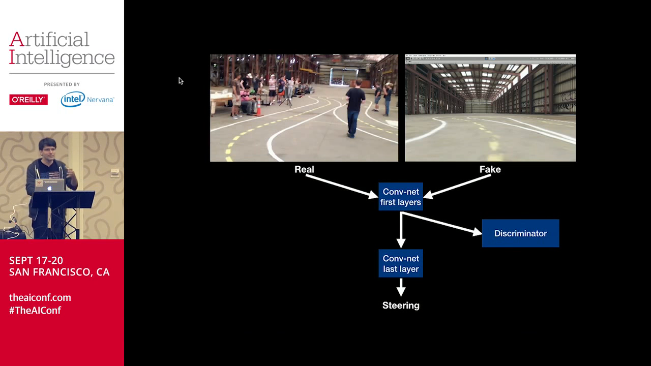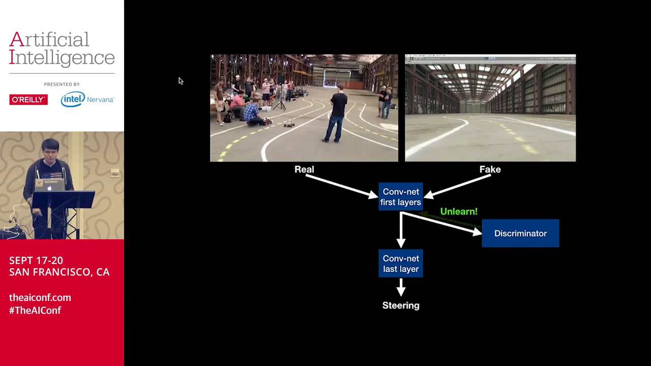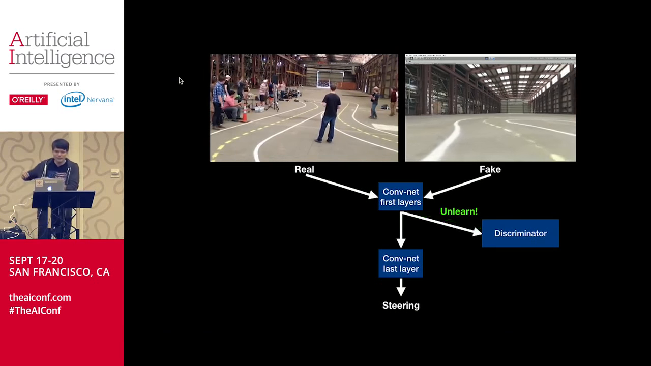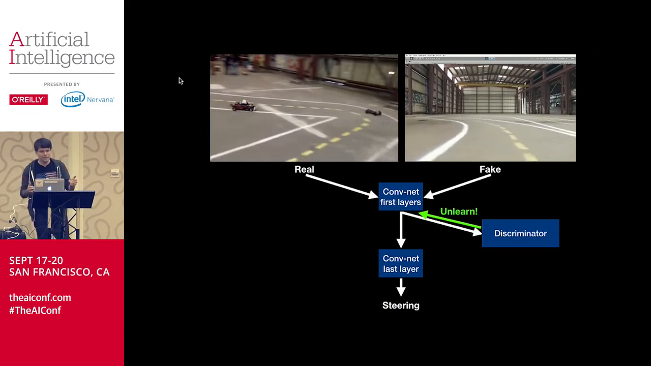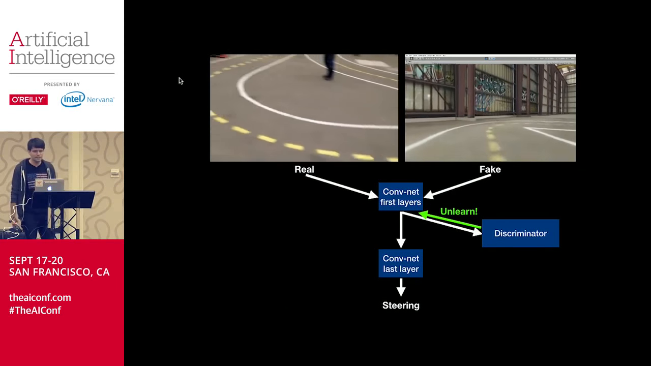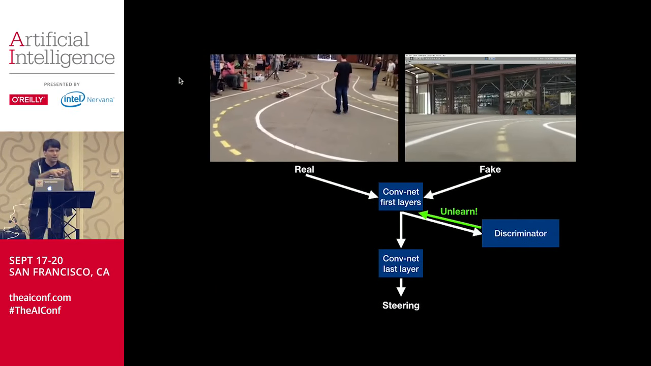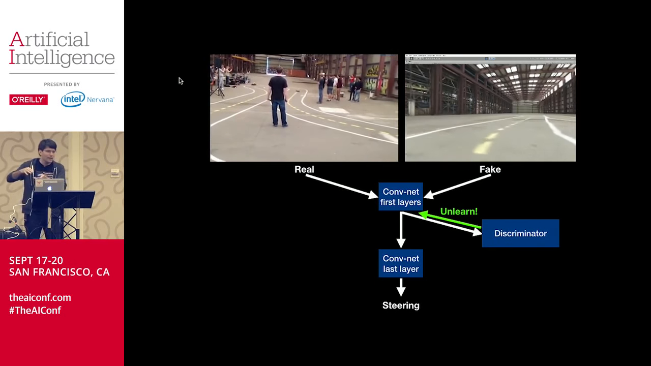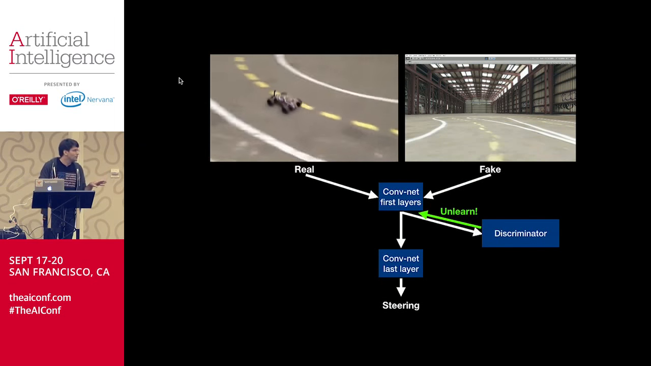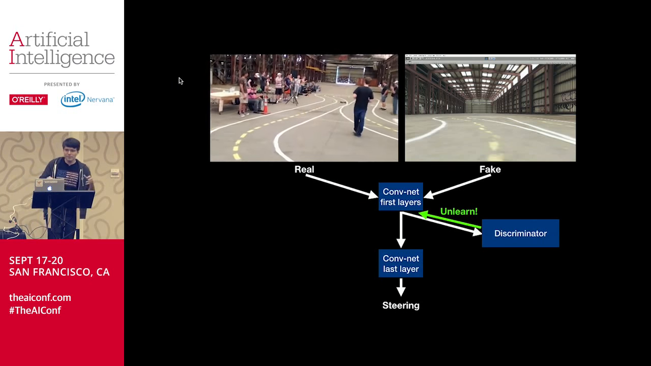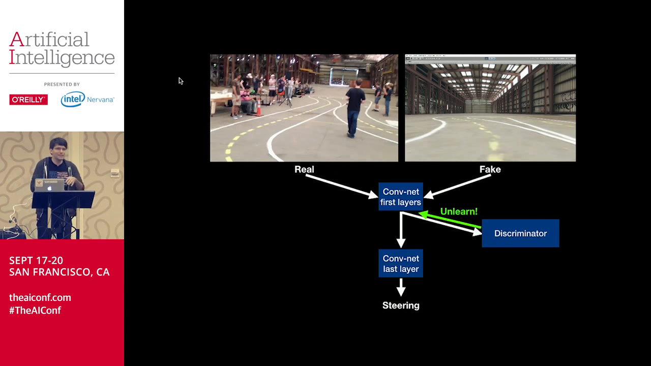Once the discriminator can see what's real and what's fake, we flip it around. We send gradients back. And we say, unlearn the difference between real and fake. So I said real has people standing on the side. Now the discriminator has recognized that there are people, and we can send that information back with a negative sign on it and say, erase those people from what you're paying attention to. So now the neural net will see, I'm not exactly sure what it'll see where the people were, maybe a blur, maybe more roads, something like that, but it'll adjust itself so that it doesn't pay attention to the people anymore.